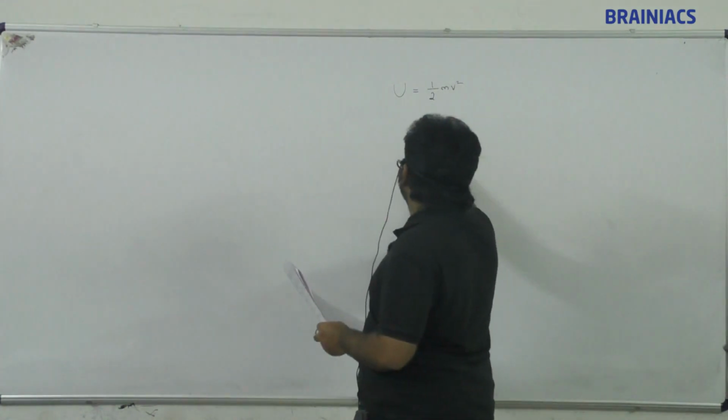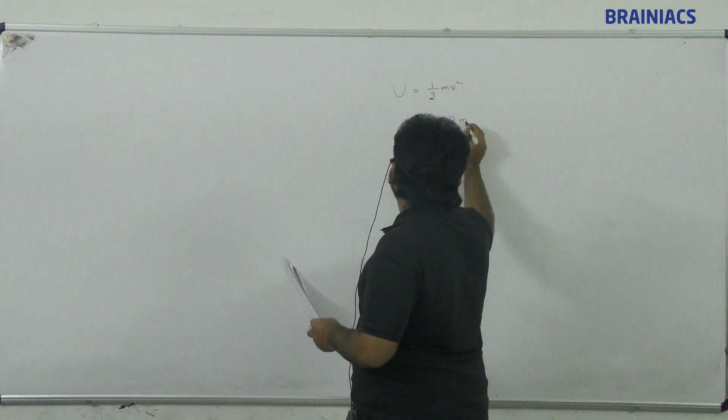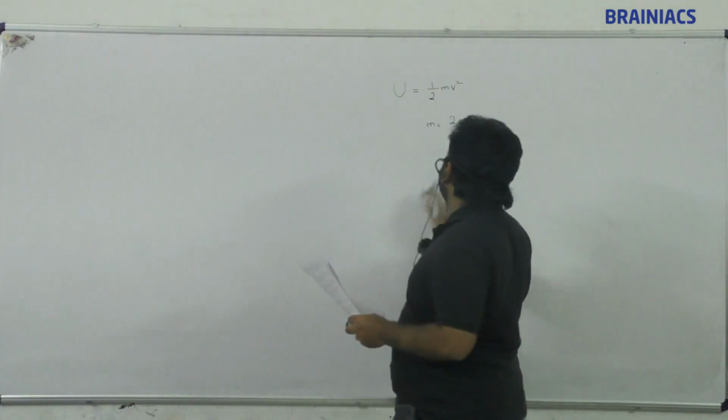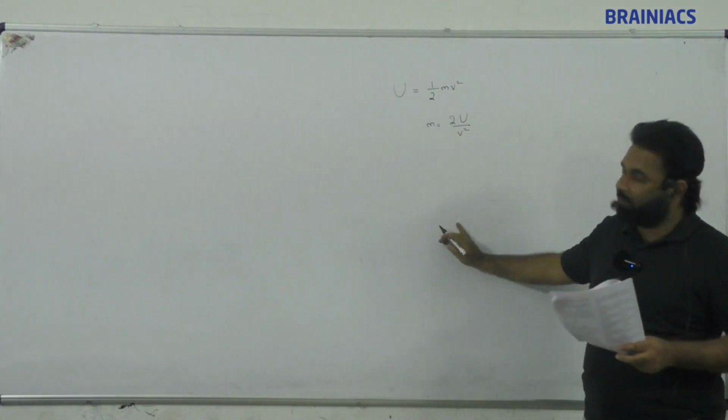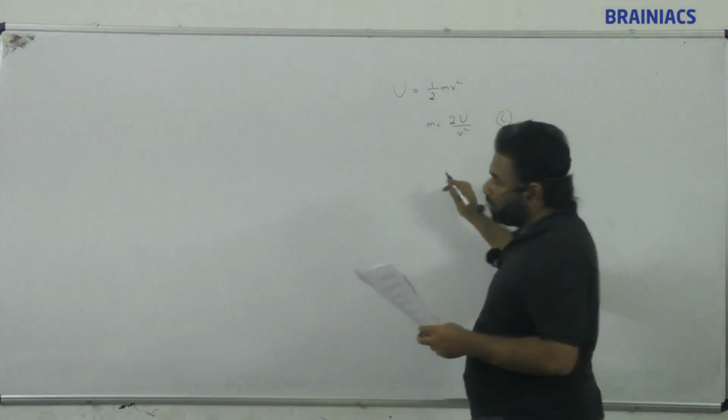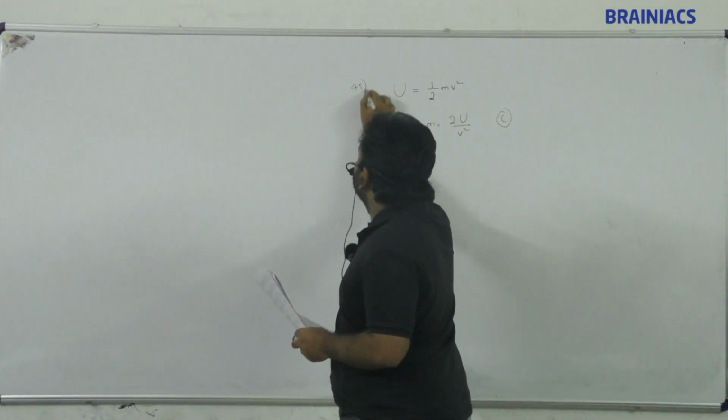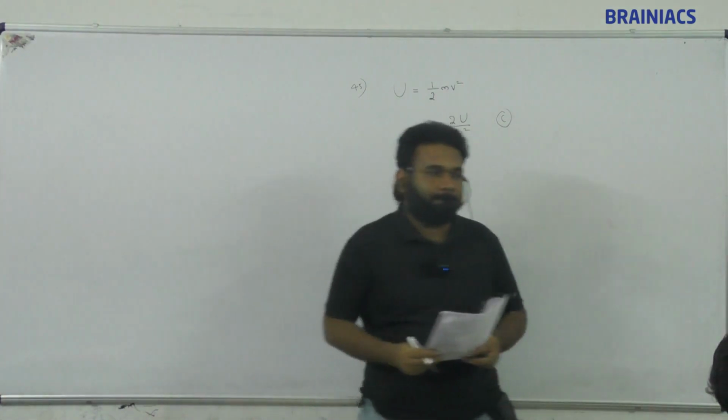Then what are they asking? They are asking the mass. So it is 2U by v square. 2U by v square. Option C. Question number 45. Okay, clear?